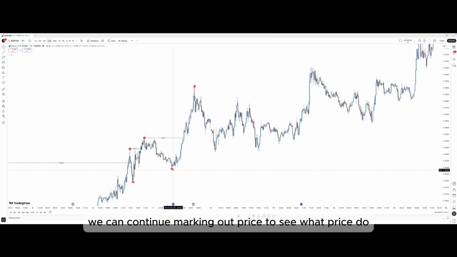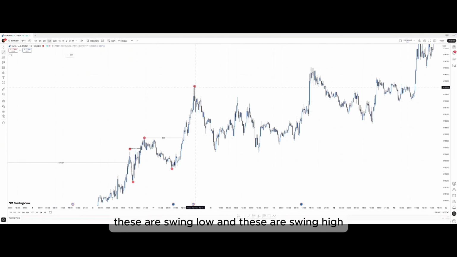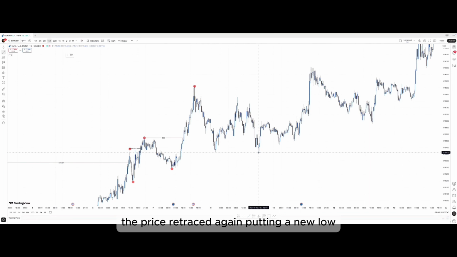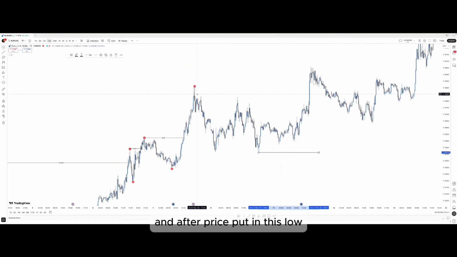So we can continue marking out price to see what price does. Remember, these are swing lows and these are swing highs. Price retraced, put in a low. The low failed to take out this high, so it's not a valid swing low. The price retraced again, putting a new low. This particular low, you can see, is lower than the previous low. And after price put in this low, you can see price took out this high.